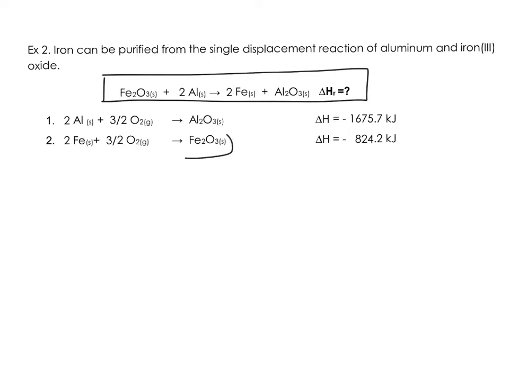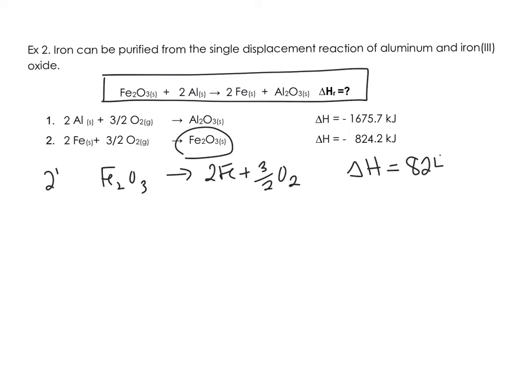So let's pick Fe2O3, iron 3 oxide. Is it on the correct side of the arrow? No. It's a product. We want it to be a reactant. Is the coefficient correct? They're both 1, so yes. All we have to do is flip equation number 2. So Fe2O3 goes to 2Fe and 3/2 O2. So because this is the opposite reaction, the sign on our enthalpy change is opposite, but the energy change quantity is the same.